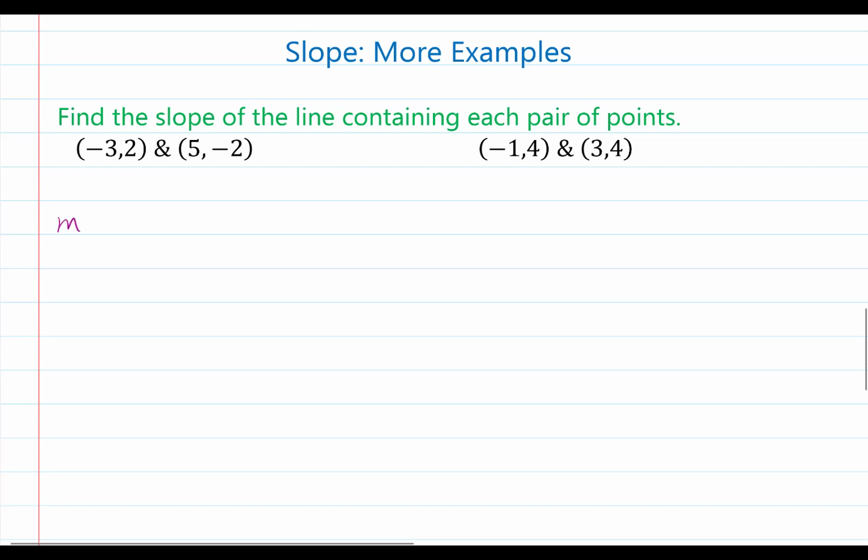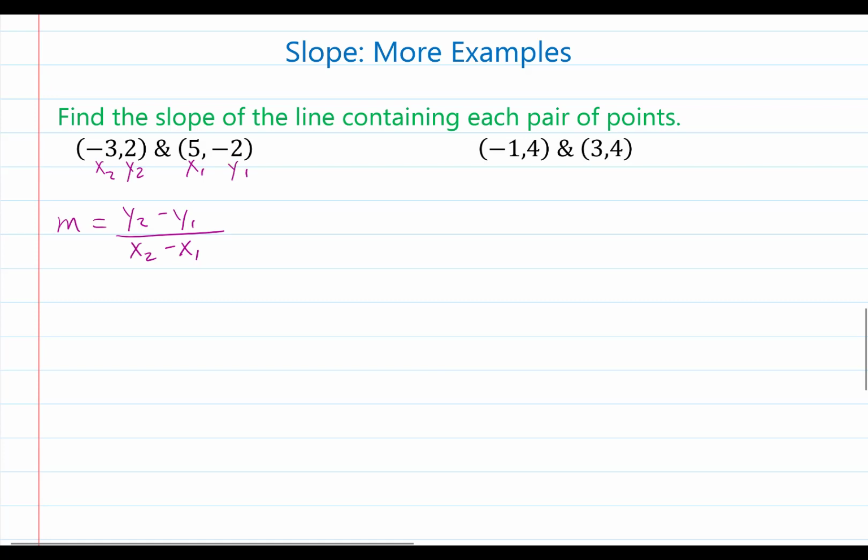We use m to represent slope, and that's equal to y sub 2 minus y sub 1 over x sub 2 minus x sub 1. So let's start with identifying which values we want to be x sub 1 and x sub 2, and which values we want to be y sub 1 and y sub 2. So I would like to choose x sub 2 as negative 3 and y sub 2 as positive 2. And x sub 1 therefore would be 5 and y sub 1 would be negative 2.